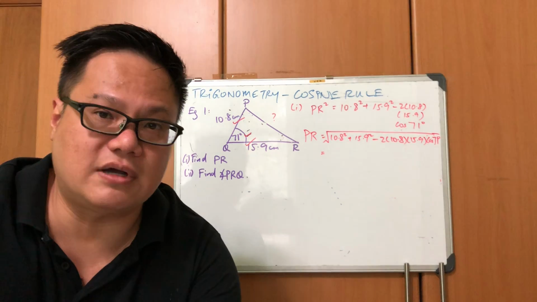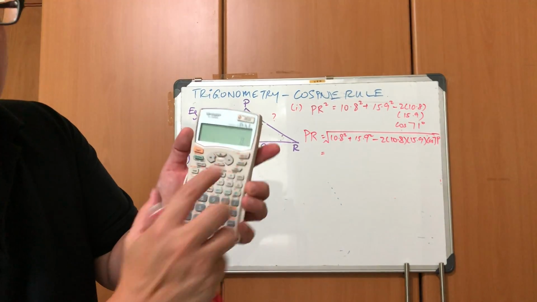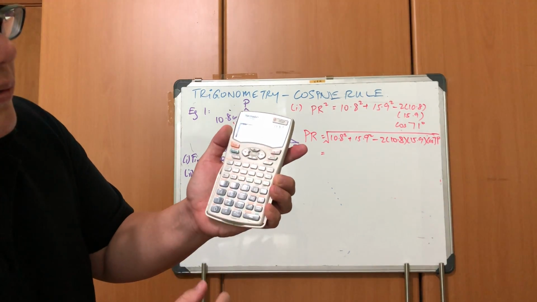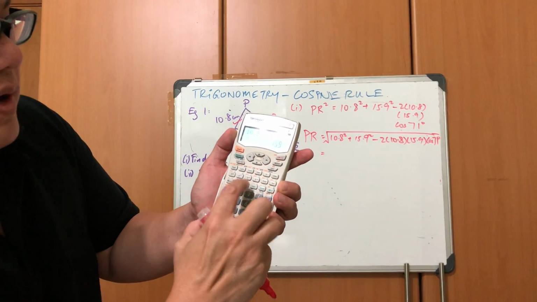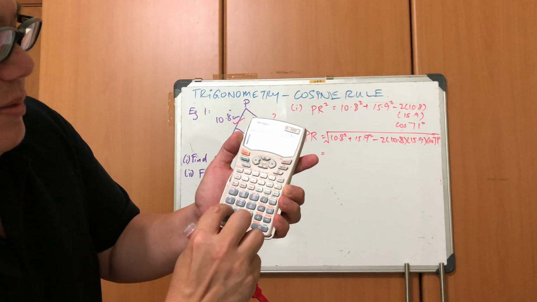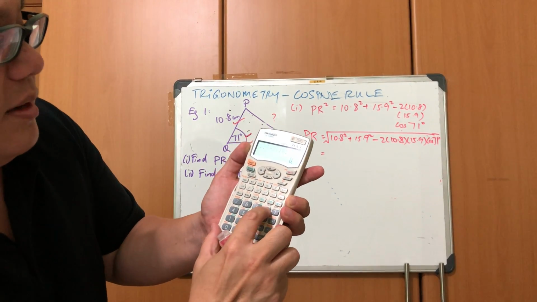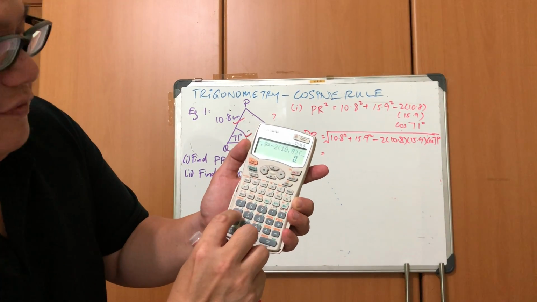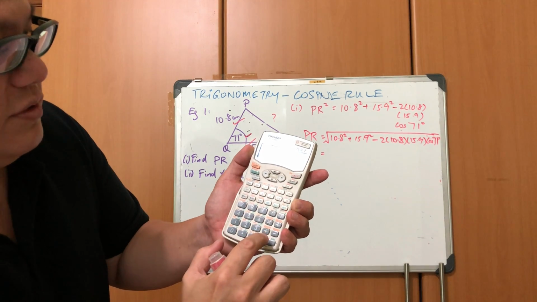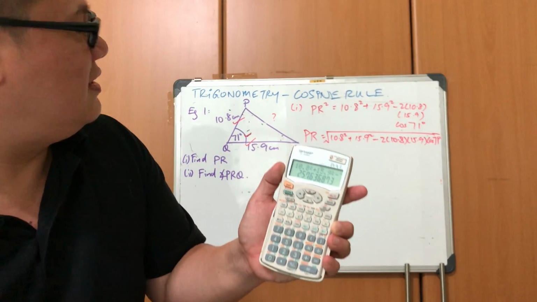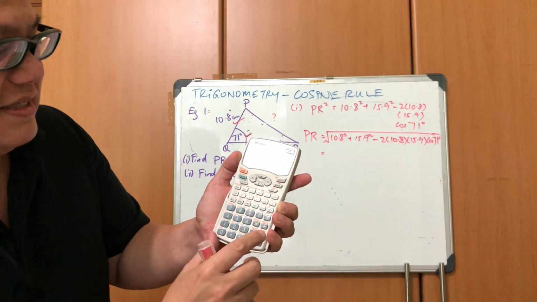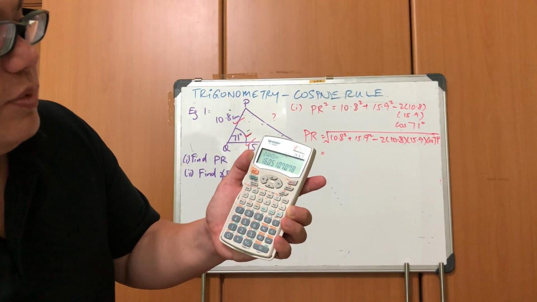Alright, so how do you punch your calculator? Just look over here. You punch 10.8 squared plus 15.9 squared minus 2AB. So A is 10.8, sorry, then multiply by your 15.9, then cosine 71 degrees. Punch your calculator. So is this the final answer? No, this is the PR squared. So you need to square root this answer again. So this answer is 16.05 something.